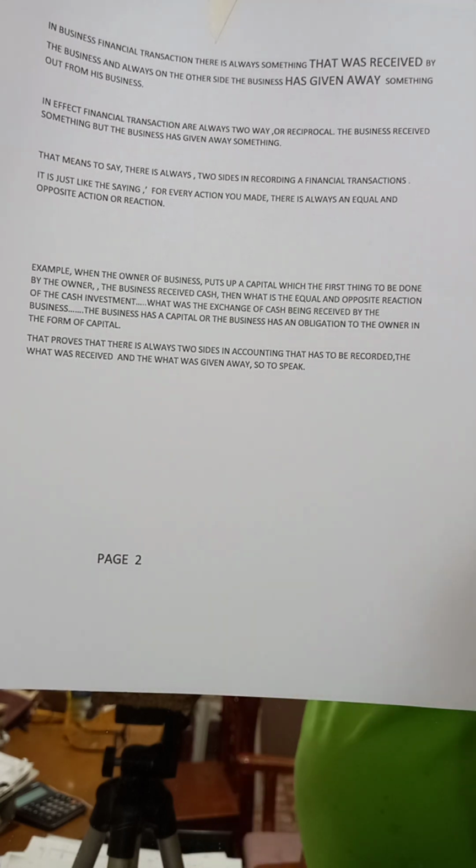The next one is, of course, the second page, and I just want to show it to you. In business financial transactions, there is always something that was received by the business. And always on the other side, the business has given away something out from his business. In effect, financial transactions are always two-way, or reciprocal. The business received something, but the business has given away something. That means to say, there are always two sides of recording financial transactions.